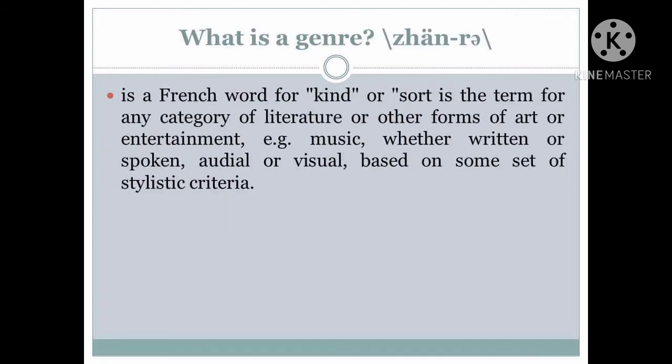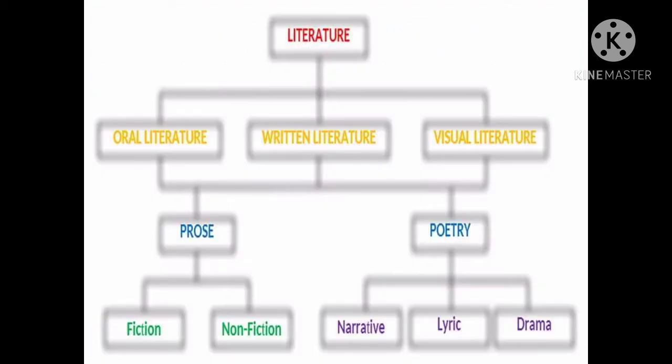In literature, we also have what we call genre. So what is a genre? A genre is a French word which means kind or sort. It is a term for any category of literature or other forms of art or entertainment, whether it is written or spoken, audio or visual, and based on some set of stylistic criteria. So look at the given graphic organizer.